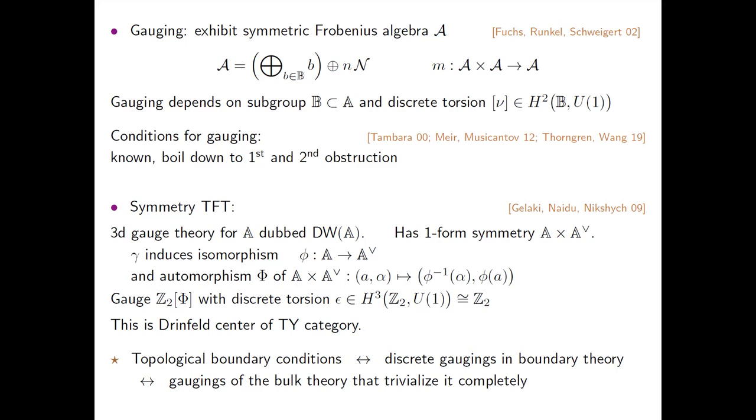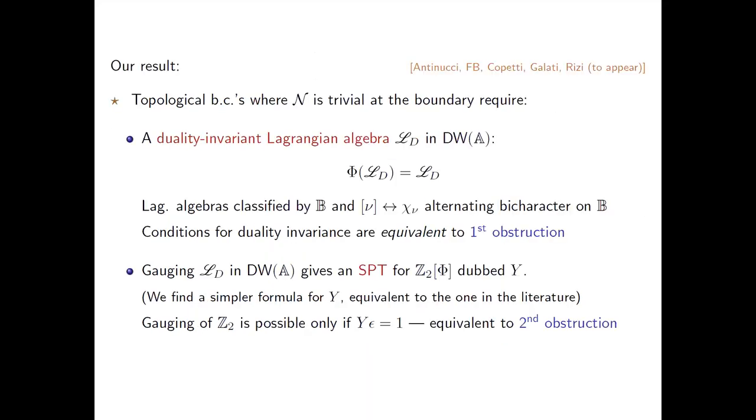So now I can ask, okay, what are the topological boundary conditions of this theory? And it turns out, let me just give you the result, that the previously known obstruction can be rewritten in this language. First of all, there must be a duality-invariant Lagrangian algebra in the Dijkgraaf-Witten theory. Now it turns out that the Lagrangian algebras in the Dijkgraaf-Witten theory can be classified by a subgroup of A and a torsion class, that can be rewritten in terms of an alternating bicharacter on B. And now the condition for the first obstruction can be rewritten as the condition that these Lagrangian algebras are invariant under this duality that acts on the Dijkgraaf-Witten theory. This is the first obstruction.